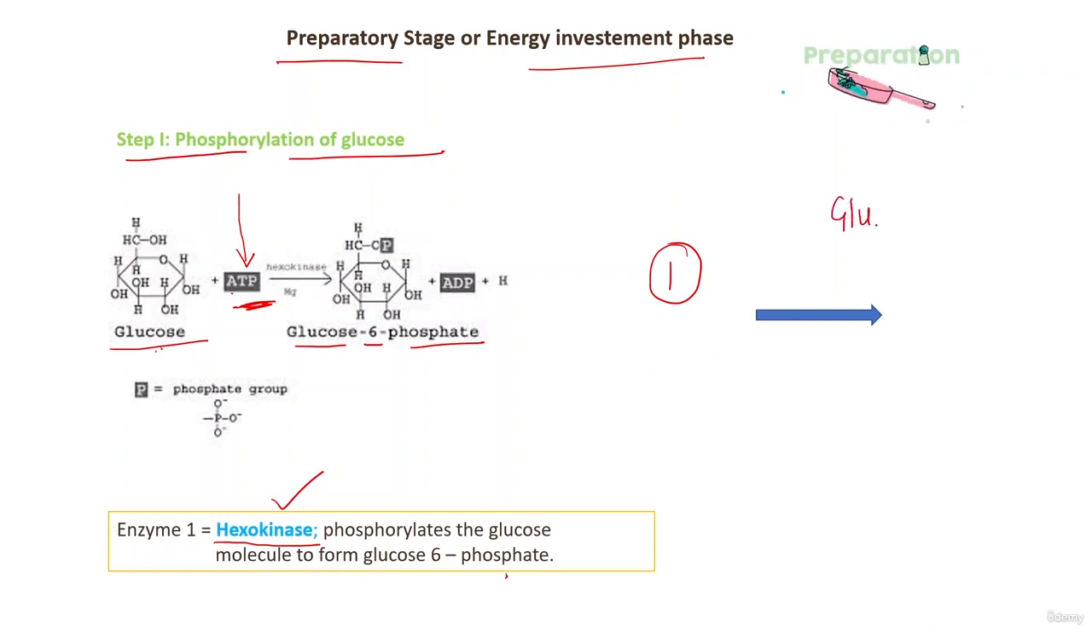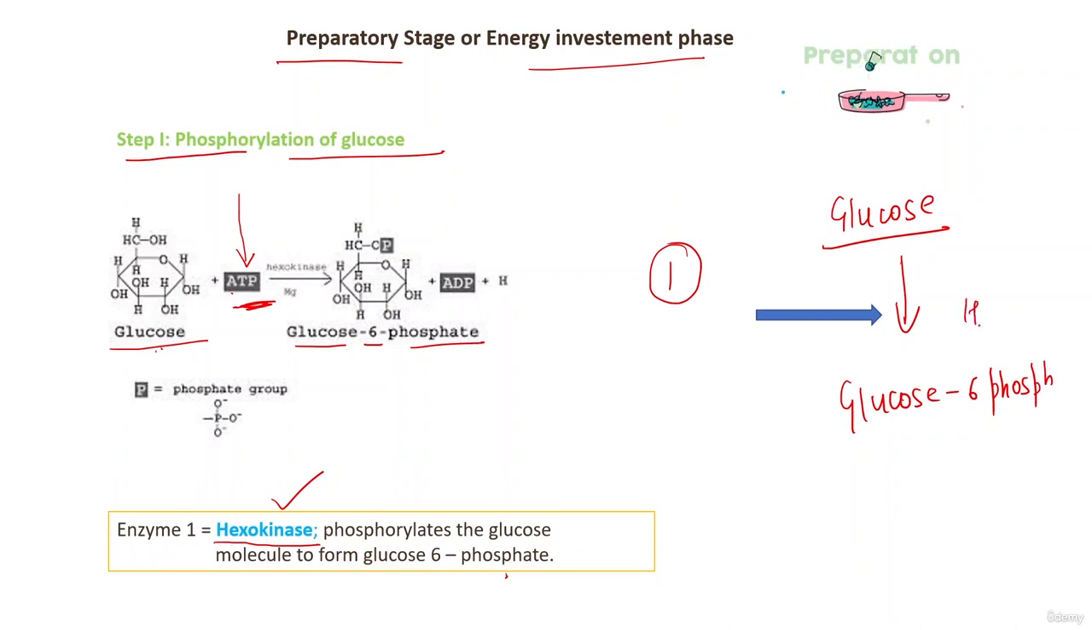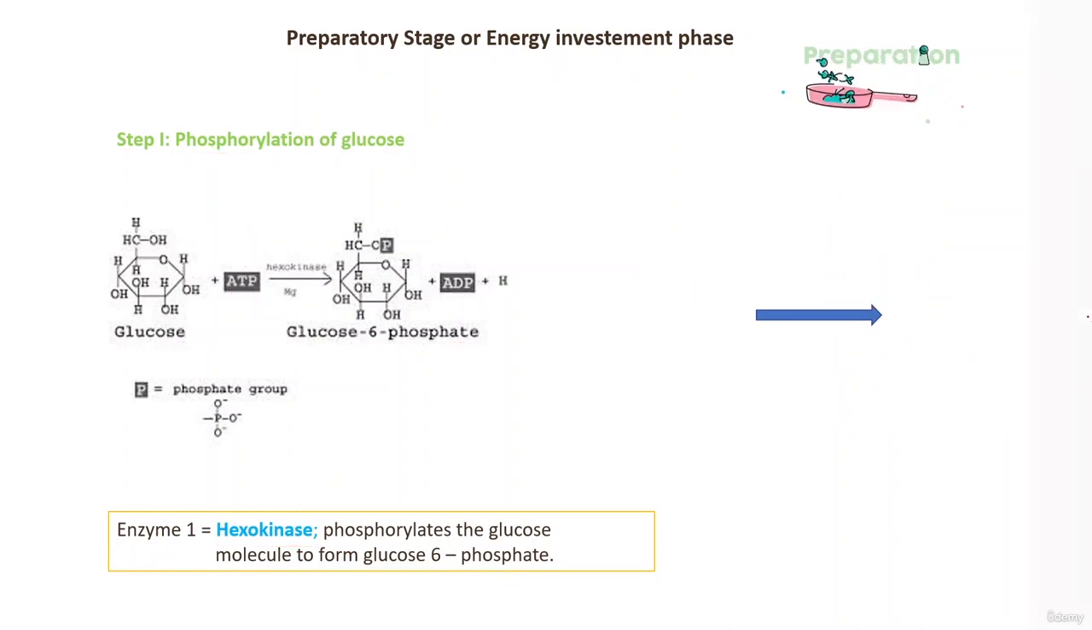So the first reaction is glucose forming glucose 6 phosphate with the help of hexokinase, and one ATP molecule has been used here. This is why this is called the energy investment phase. In step 1, we are using an ATP molecule so that our glucose could be formed into glucose 6 phosphate, and the enzyme hexokinase is used here.